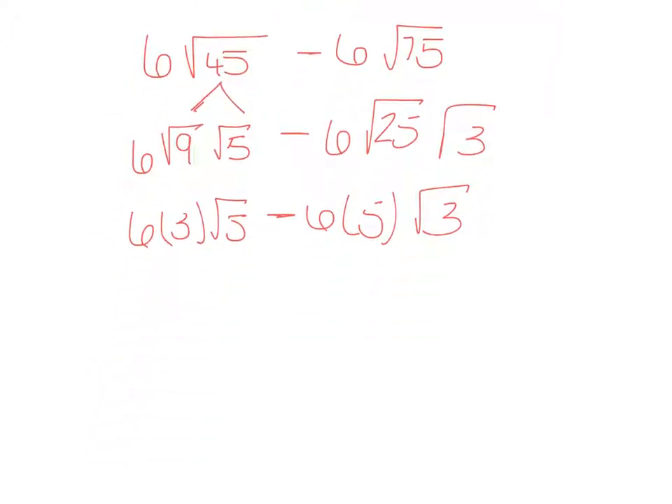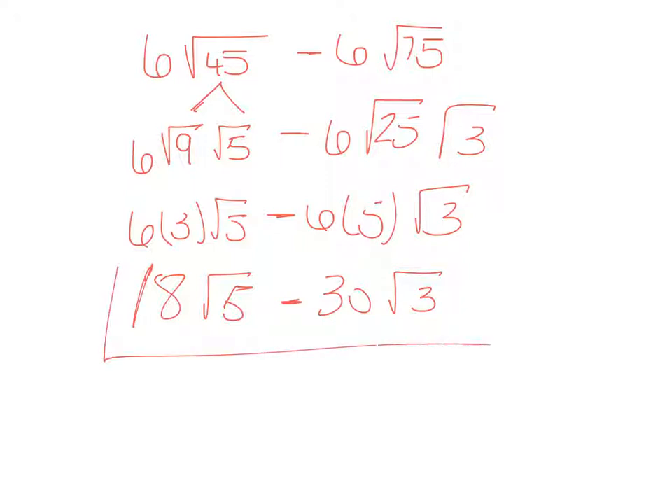Now I'm just going to simplify each term and see if I can combine them. 6 times 3 is 18 radical 5. And 6 times 5 is minus 30 radical 3. Because the radicals are not the same in this case, like I have a radical 5 and a radical 3, I can no longer continue, and this is my final answer.